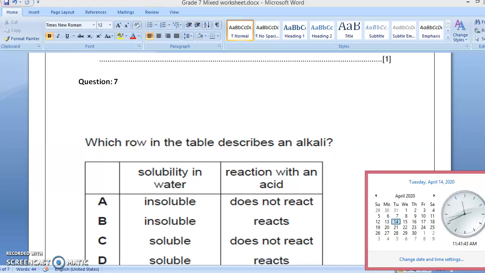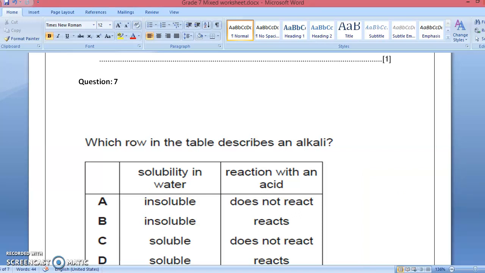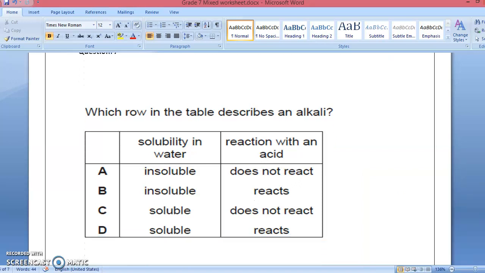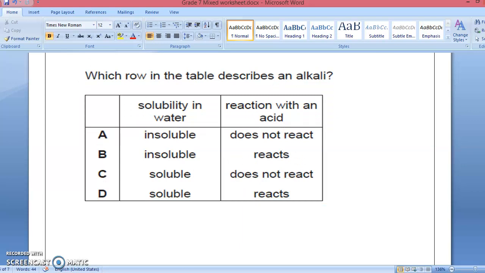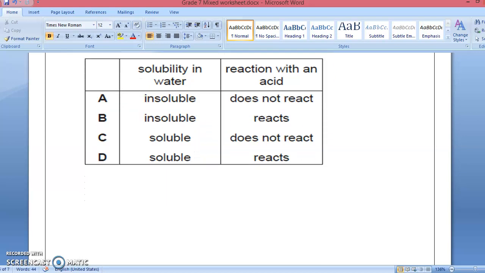Now, question number 7. Which row in the table describes an alkali? Examples are sodium hydroxide, potassium hydroxide. Okay, so they are soluble in water and they react with acid. We know it. So A and C not possible because it's showing that it does not react with acid. You know that alkali and acid react to form salt and water. Okay, so which is the probable answer? It's between B and D. It is soluble and it reacts. Okay, so the correct answer is D.